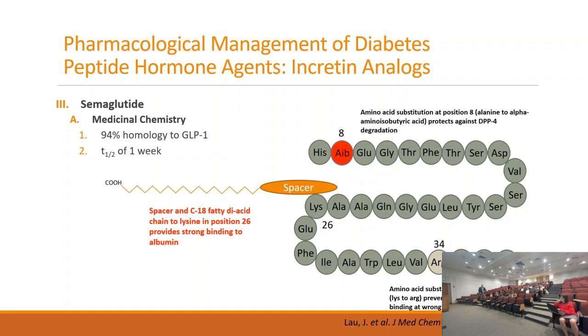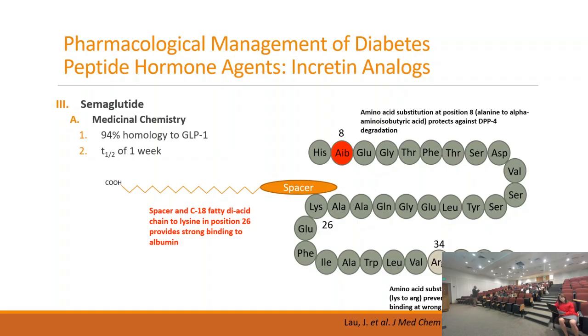So that's critical, okay? Then we have a chemical moiety attached to the lysine at position 26 right here. This chemical moiety has a spacer group that is attached to a C18 fatty diacid chain. You can see that right here. What that fatty acid side chain does is allow the drug molecule to bind tightly to albumin in the bloodstream. And that's really critical for its very long half-life.